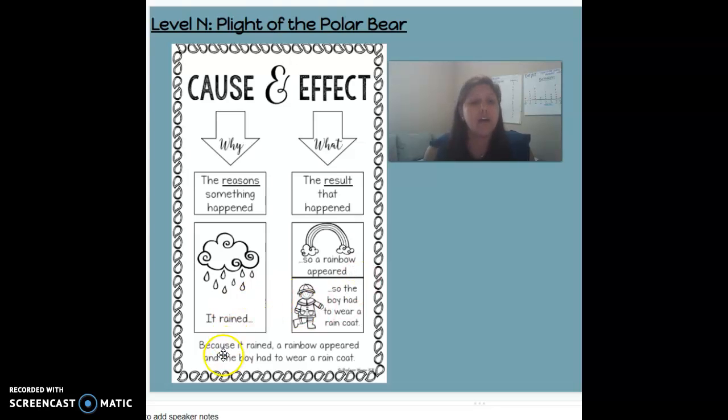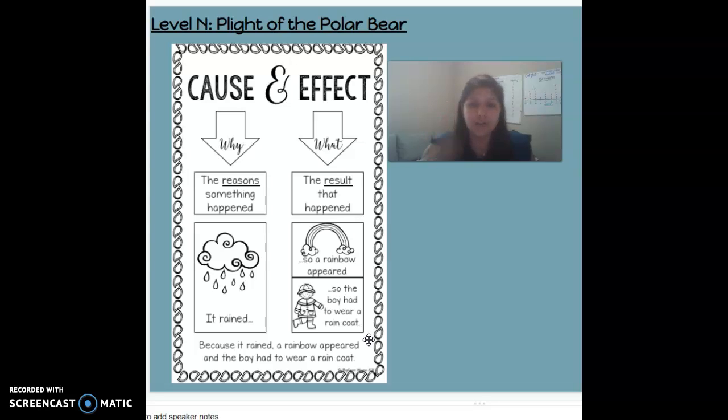So we can say, because it rained, a rainbow appeared. Because it rained, the boy had to wear a raincoat. Because it rained, the baseball game was canceled. Because it rained, we couldn't go outside to play for recess. So there's many effects because it rained, right? So that's something to keep in mind. An effect can be more than one, definitely. You can have more than one effect, okay?